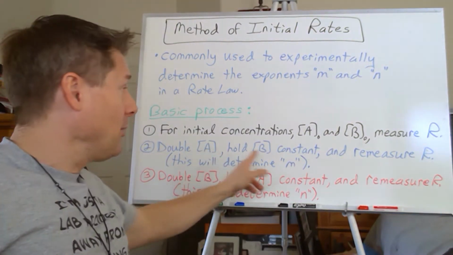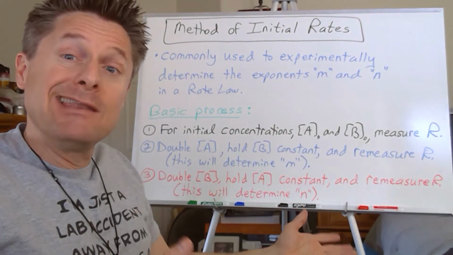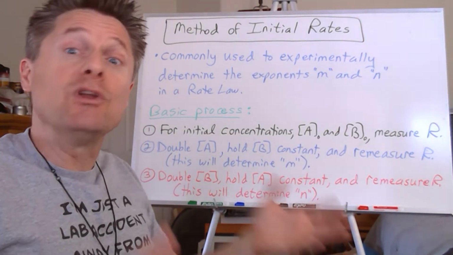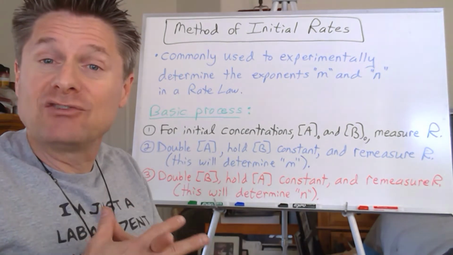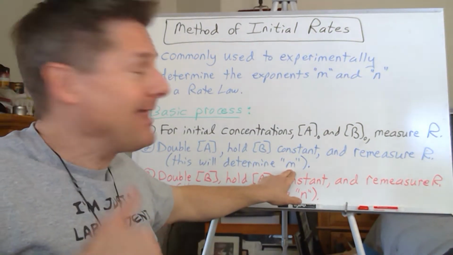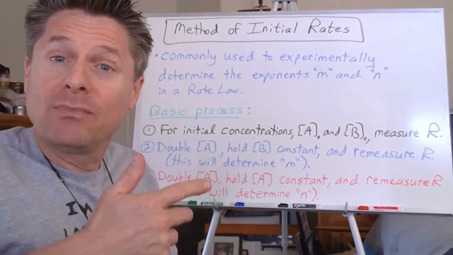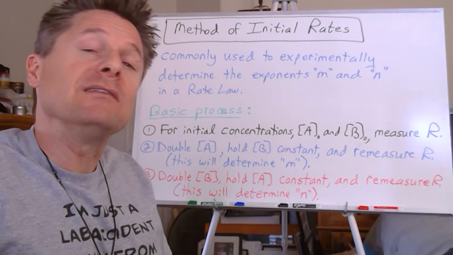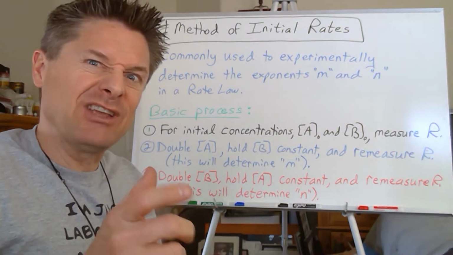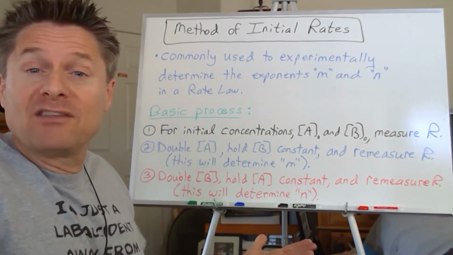So we're going to double A, hold B constant, and remeasure the rate. Does the initial reaction rate change when you double the concentration of reactant A? I'll show you how to do that. That's going to allow us to determine the exponent m, the order with respect to species A. You can sometimes do it in your head if you know what you're doing. But what about species B?